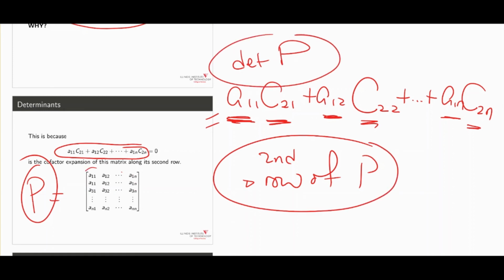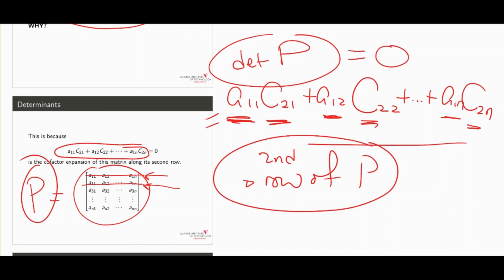Now, what is the determinant of P? Well, you know from the previous video that when you have a matrix which has identical rows, the determinant of this matrix is 0. So we know that this determinant is 0, and since this expression is equal to this determinant and this determinant is 0, that's the reason why you have this 0.